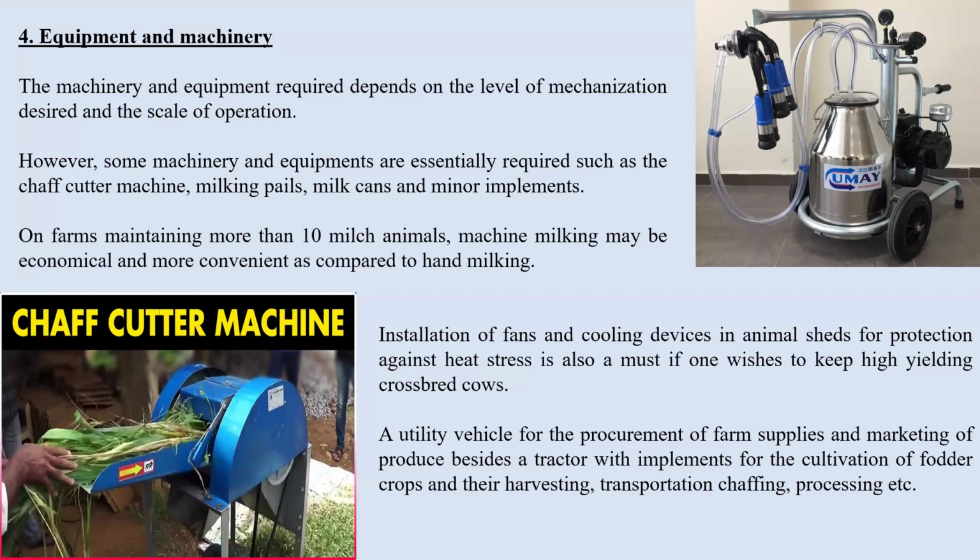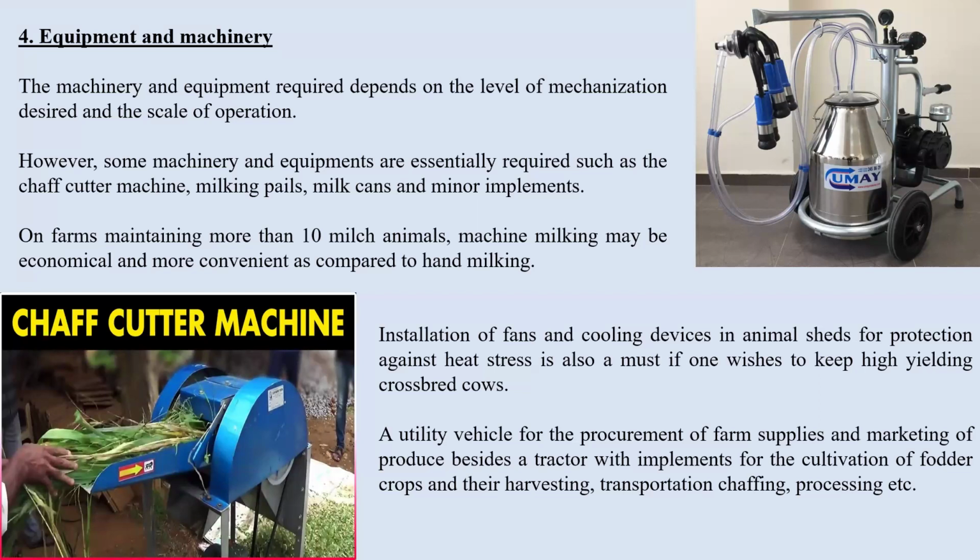And on a farm maintaining more milk animals, a milking machine can be economical and more convenient compared to hand milking. Also, installation of fans and cooling devices. During summer, what happens? The shed provided for the cows leads to a higher increase in temperature. So to reduce the temperature, installation of fans and cooling devices is necessary for protection against heat stress.